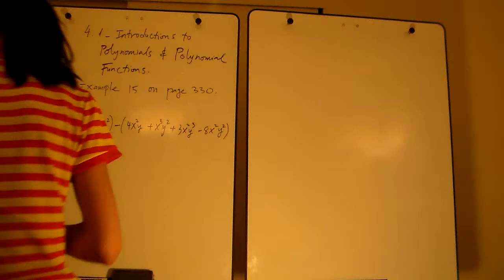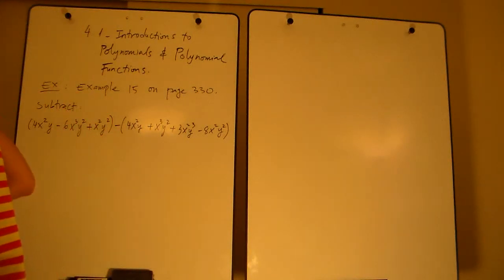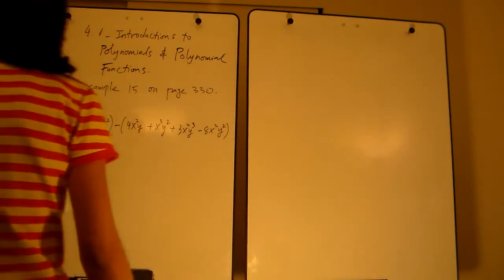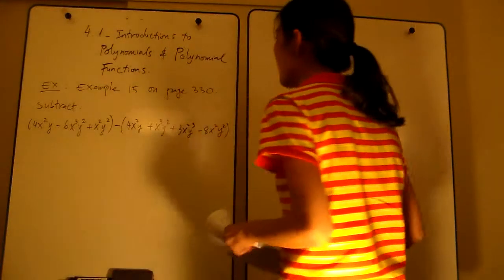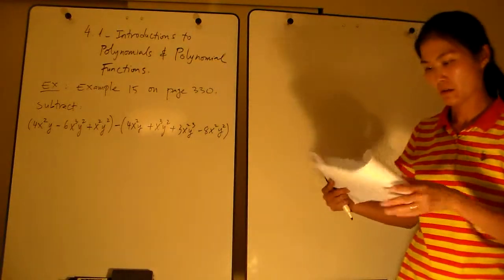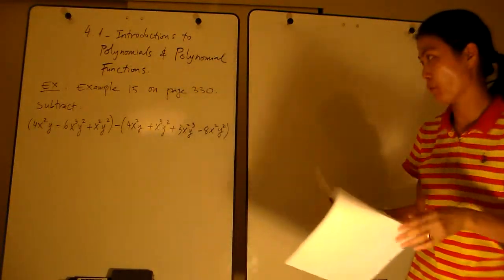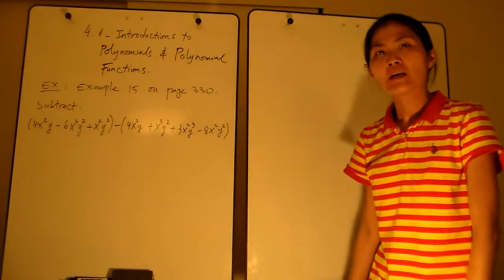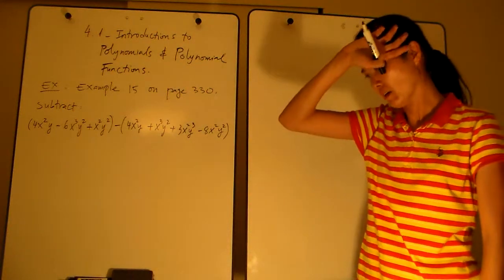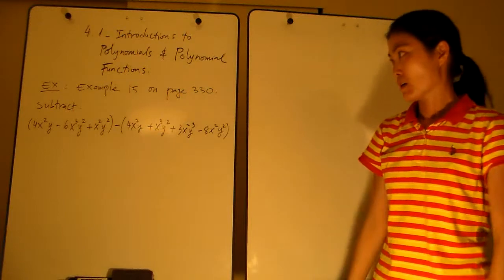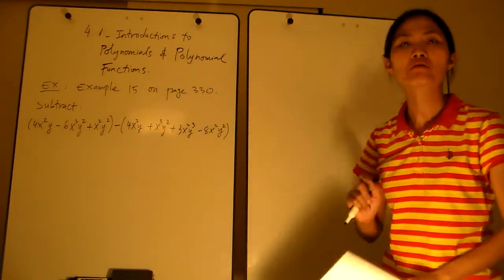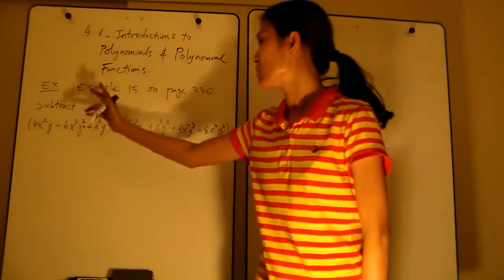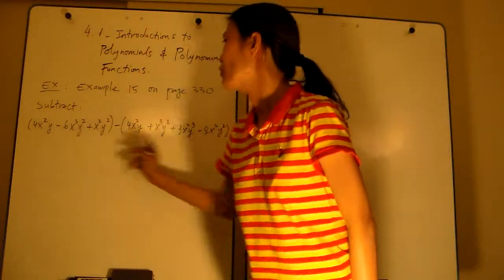Alright, this is the last example. Example 15 on page 330. So, last example for this section 4.1. Subtract. Same idea like we just did earlier, the addition of two polynomials. This time we just do the subtraction of two polynomials.